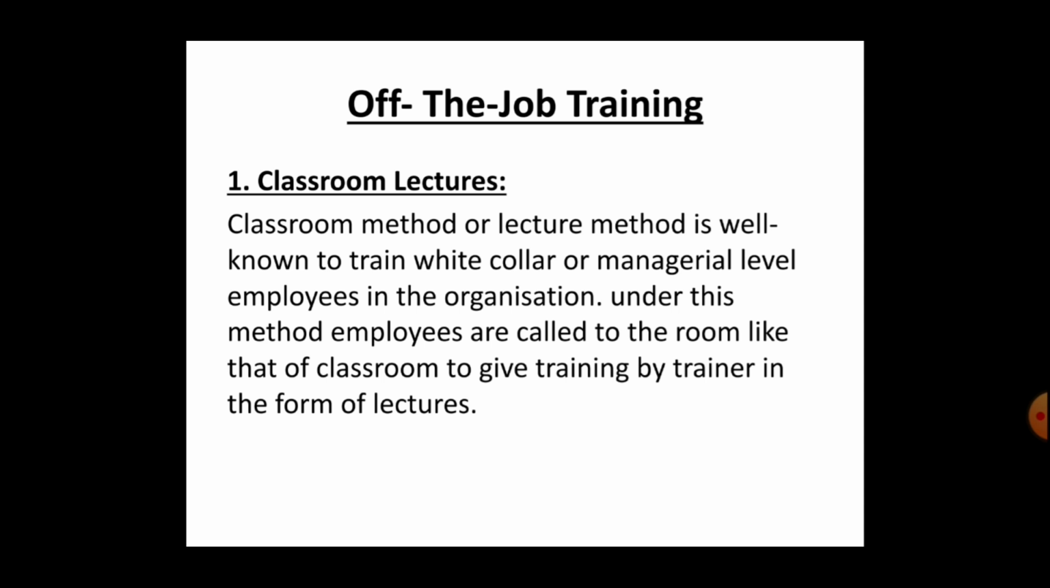So now we discuss types of off the job training. The first type of off the job training is classroom lectures. It is also known as the lecture method. A lecture is a verbal presentation of information by an instructor to a large audience. This method can be used for a very large group. The cost per trainee is low in this method, and it can reach a large number of people at once. It is mainly used in colleges and universities.